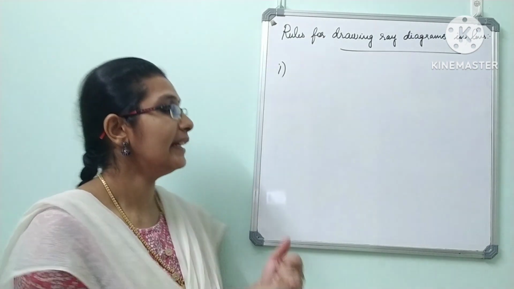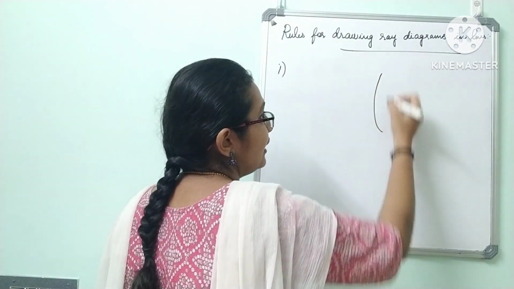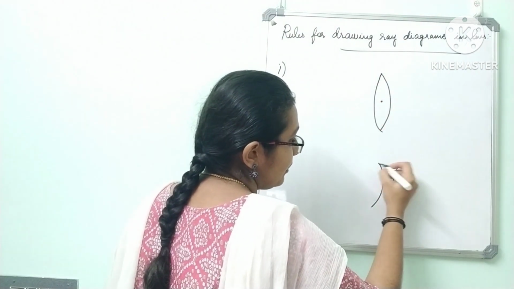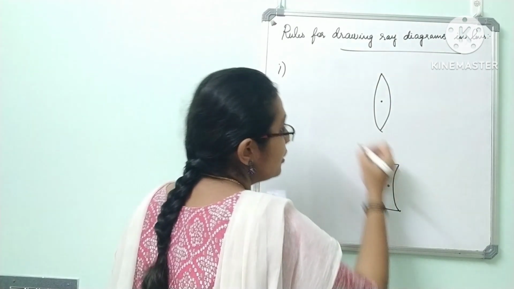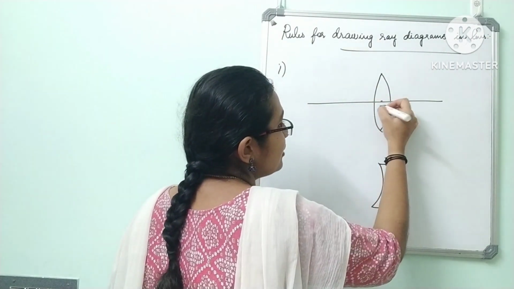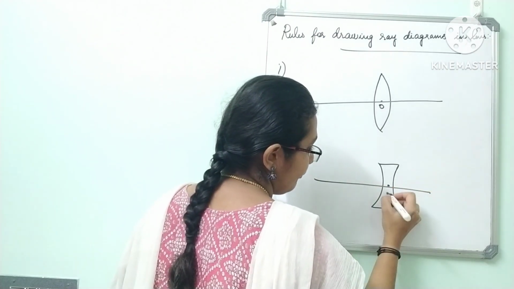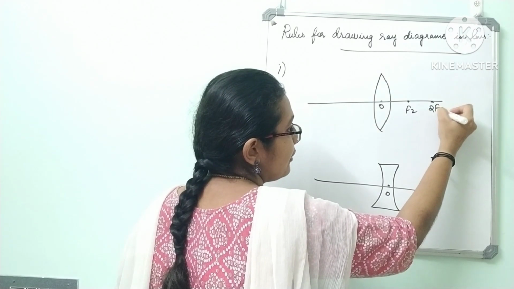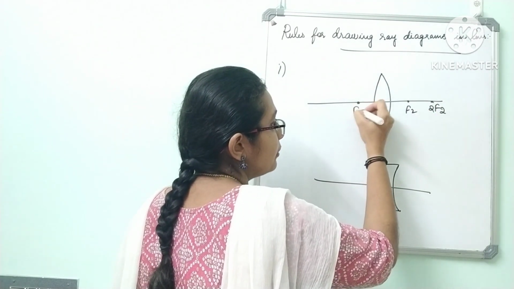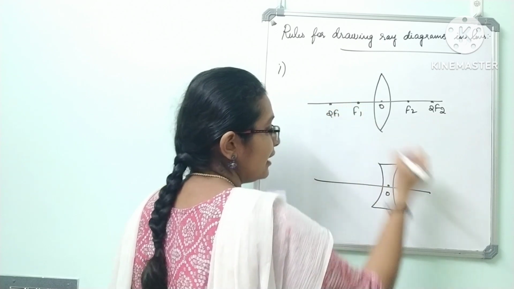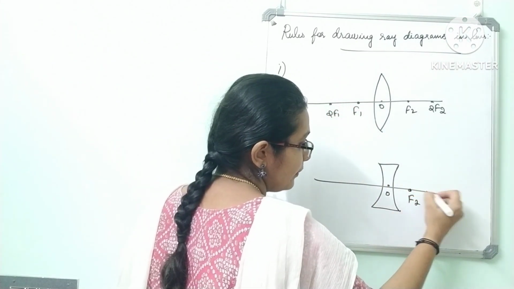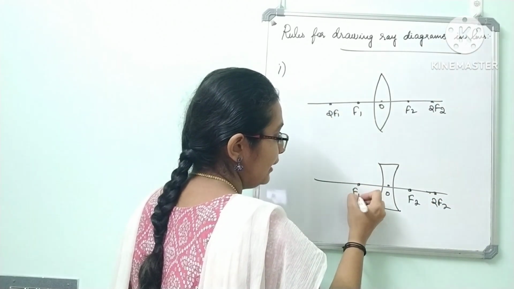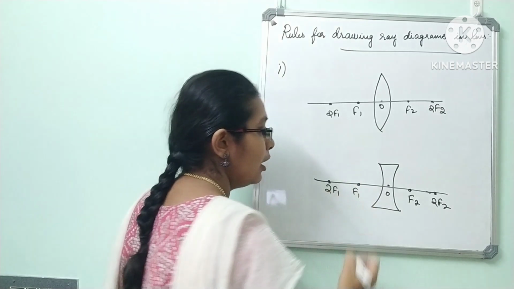So for lens, first let us draw the lens. This is a double convex lens and this is a double concave lens. This is our principal axis, this is the optic center, and we have two foci, and instead of center of curvature we will write 2F2. Similarly here 2F1. The same applies here. So F2, 2F2, F1 and 2F1.